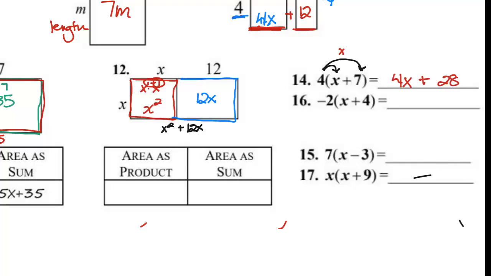16 says negative 2 times quantity x plus 4. What would that be using distributive property? Okay, come on, not all at once. Negative 2x minus, because you've got the negative times the positive, which gives you minus 8.